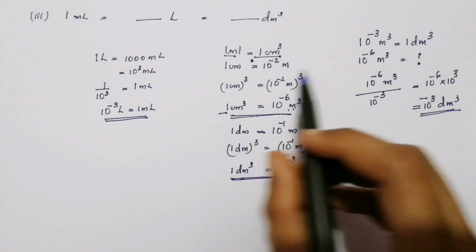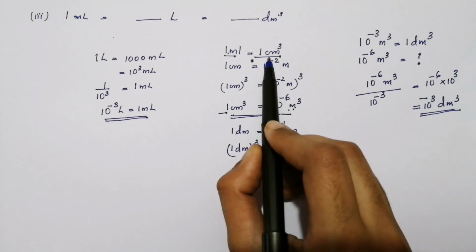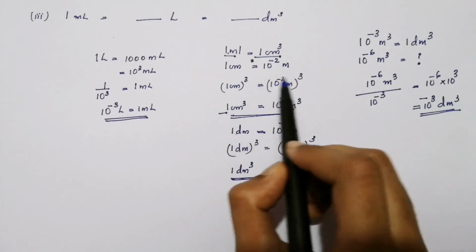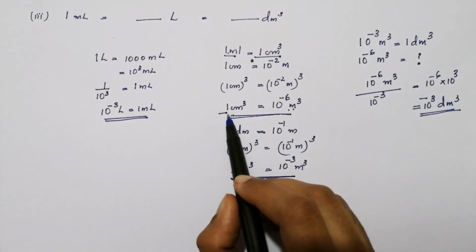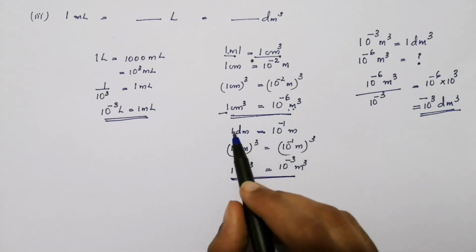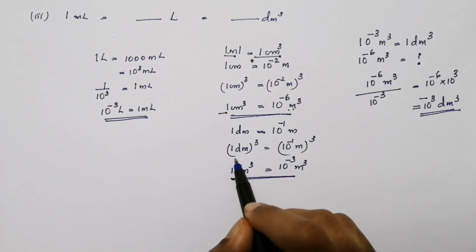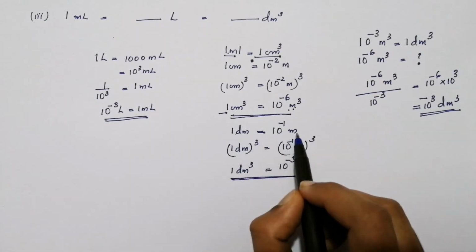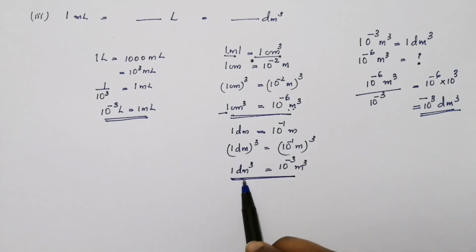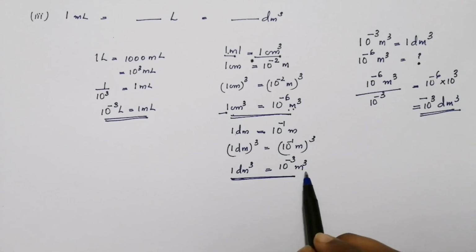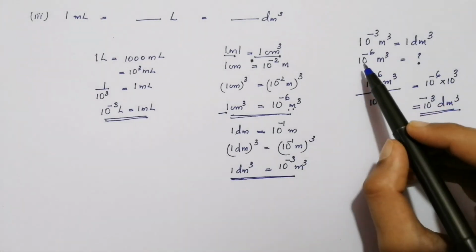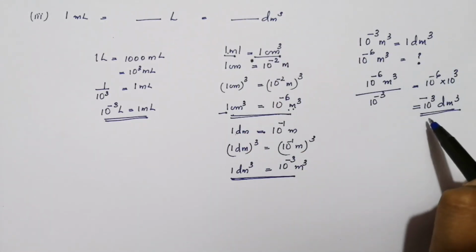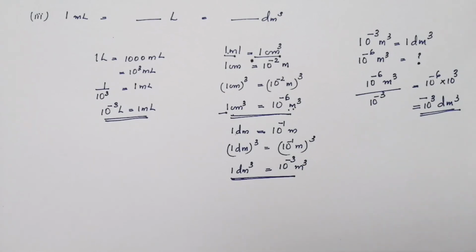So let's sum it up. We have first converted this 1 milliliter into 1 centimeter cube, and then we know 1 centimeter is 10 power minus 2 meter. Taking cube on both sides, we get a relationship between centimeter cube and meter cube. Now we have to find what is the relationship between decimeter cube and meter cube. For this we know 1 decimeter is equal to 10 power minus 1 meter. Taking cube on both sides we get 1 decimeter cube is equal to 10 power minus 3 meter cube. From this relationship we have calculated it for 10 power minus 6 meter cube, which is equal to 1 milliliter, and then solving it we get 10 power minus 3 decimeter cube.